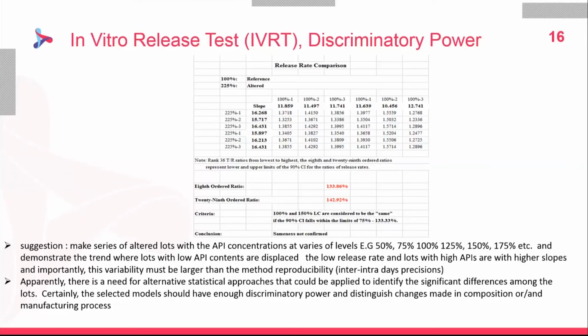Currently, there is a need for alternative statistical approaches that could be applied for such cases to demonstrate significant differences among the lots. For example, our statistician partner company suggests using more than 6 cells, for example 10 cells, which would help to do a fairer lot comparison and improve the IVRT method's sensitivity. It is under investigation.